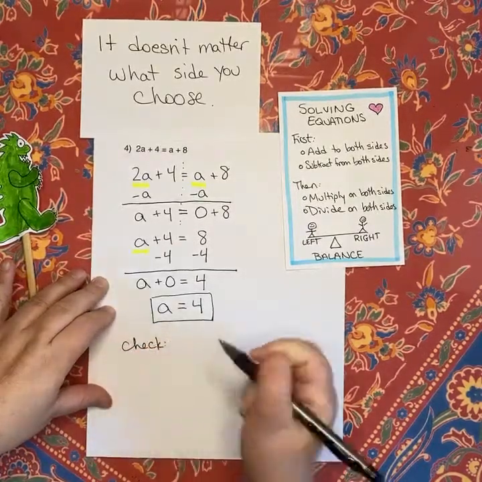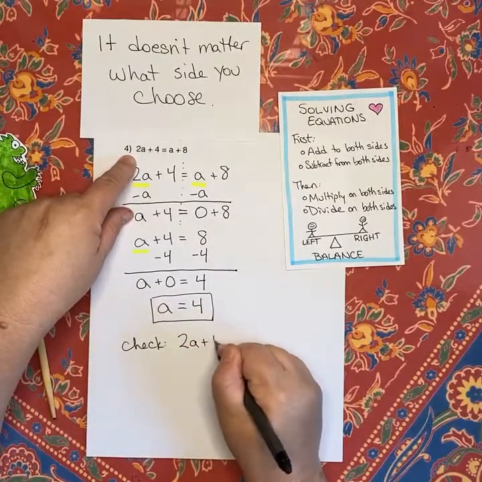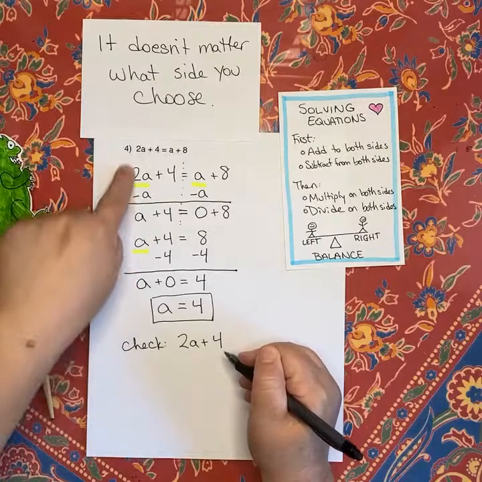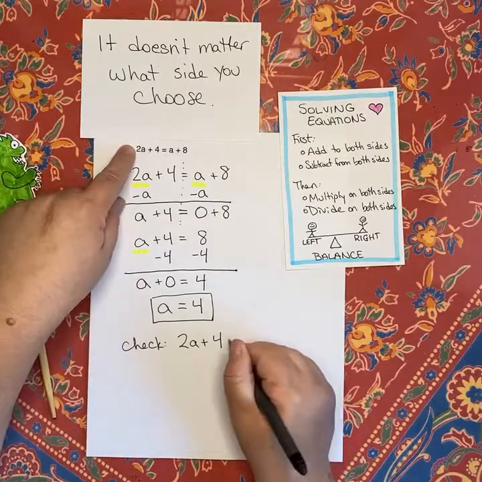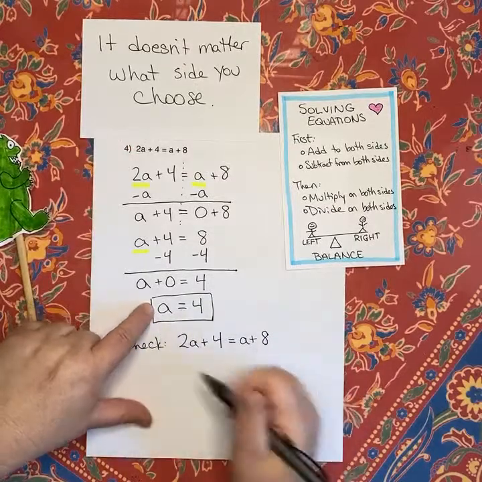Remember that I always check the original problem. Just because I don't know if I made a mistake, it could have come in anywhere in here. So I'm going to go to the original, A plus 8, and I'm going to plug in my A equals 4.